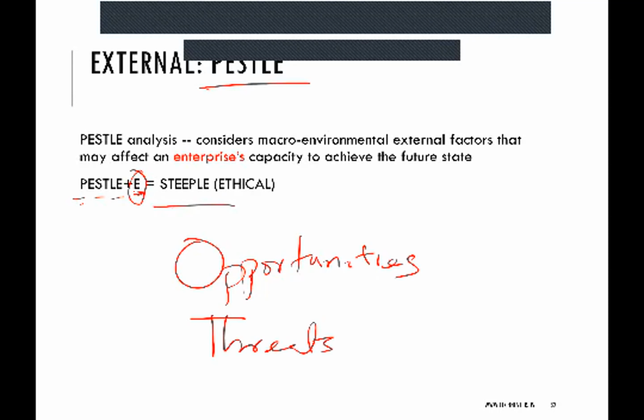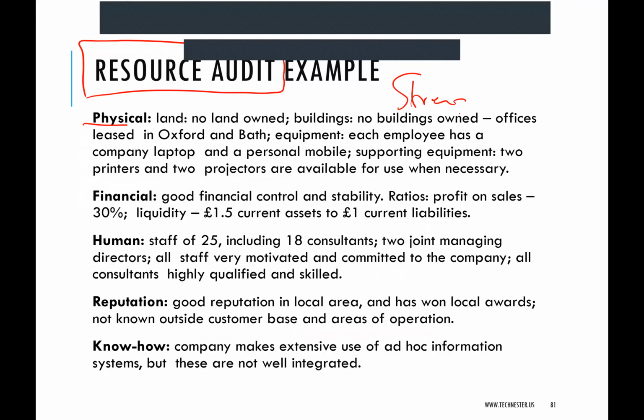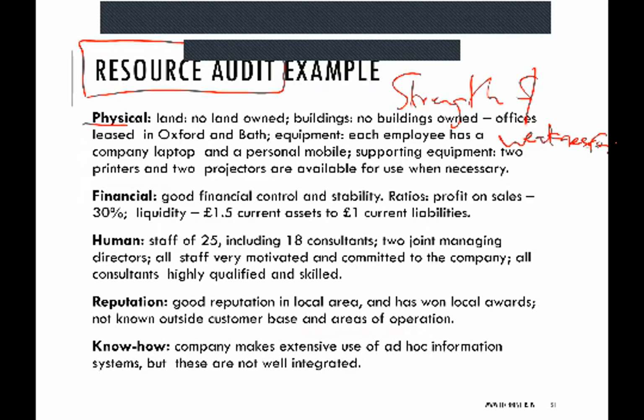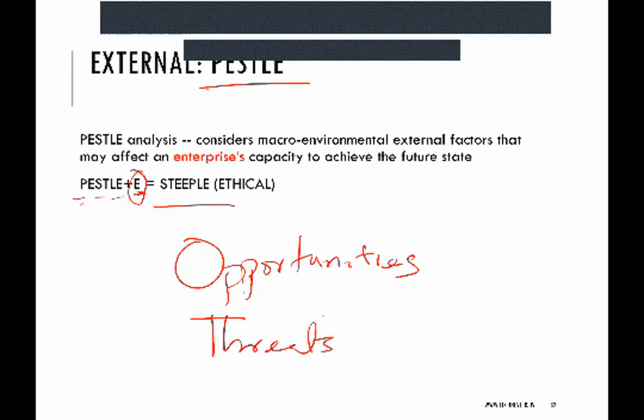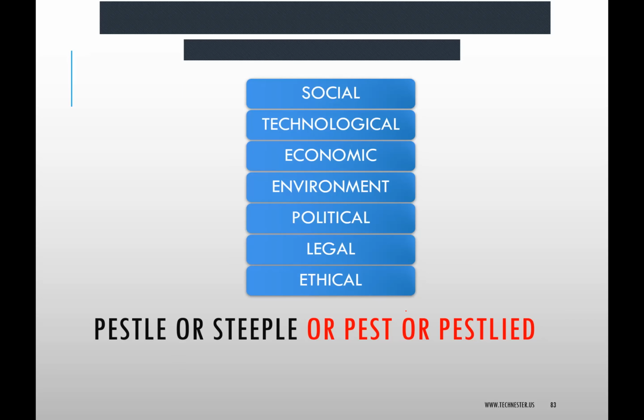Now, the internal one helps you identify strengths and weaknesses. So resource audit will do that for you, strengths and weaknesses. External environment techniques like PESTLE will help you identify opportunities and threats. So let's see the meaning of each of those alphabets. So I use this STIPLE here, which is just PESTLE reorganized, right? So S will stand for social. T is technology.